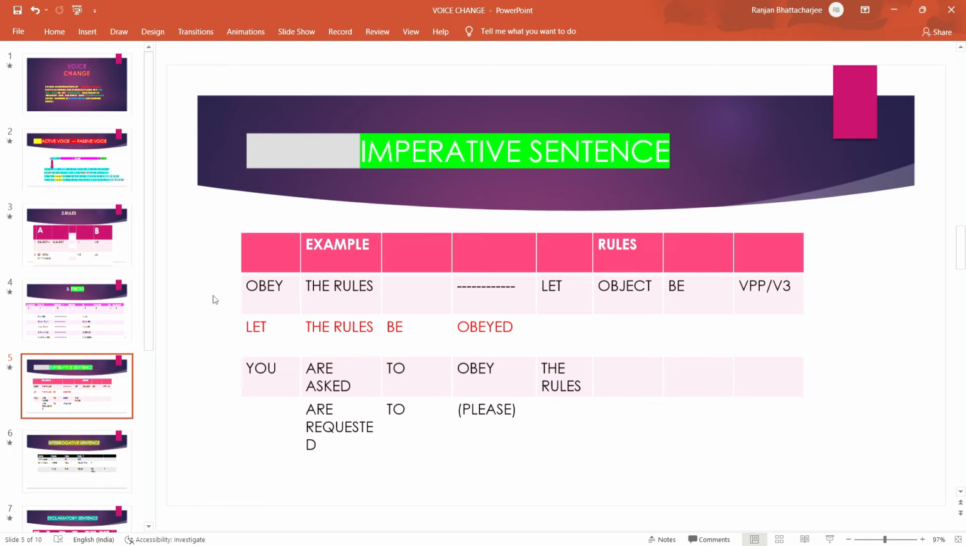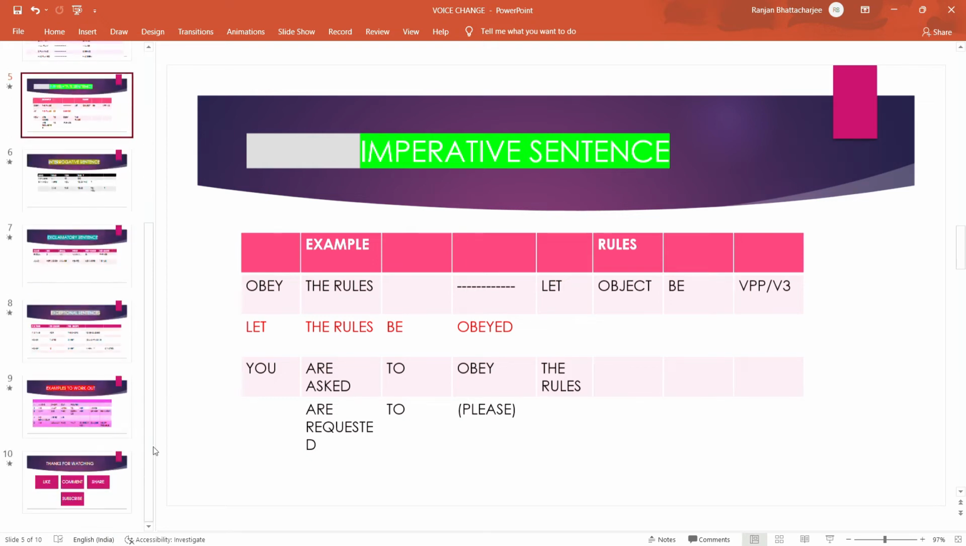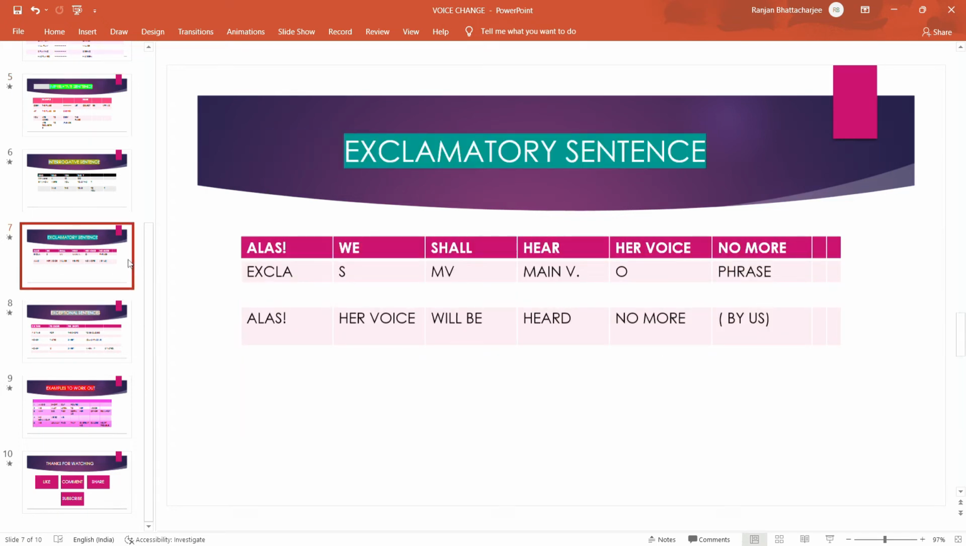Or we can also solve "obey the rules please" this way: let the rules be obeyed, comma, please. This is also another way to solve. Okay, so next, if we go to another form, how can we solve? I have taken some other examples so that we can cover the complete area of voice change, and I have tried here to cover the maximum area.